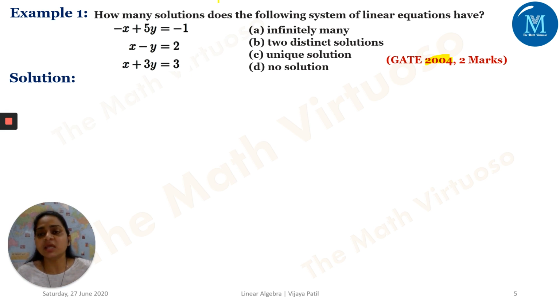How to calculate that? How many solutions does the following system of linear equations have? So what are the equations? Minus x plus 5y is minus 1, x minus y is 2, x plus 3y is equal to 3. What are the options? Infinitely many, two distinct solutions, unique solution, and no solution.